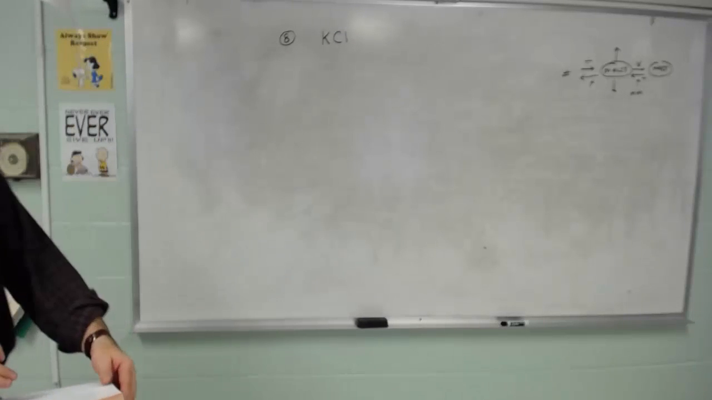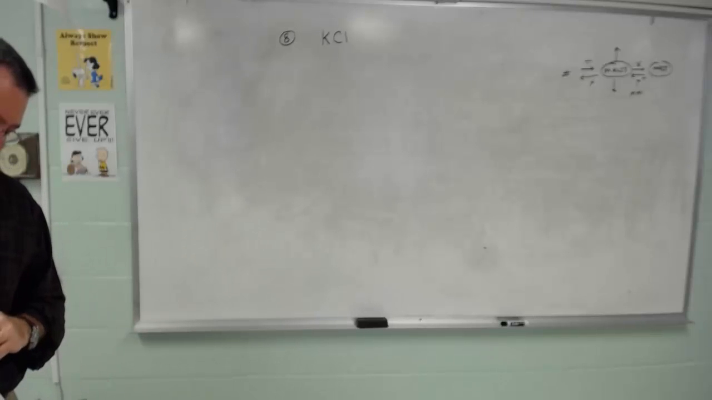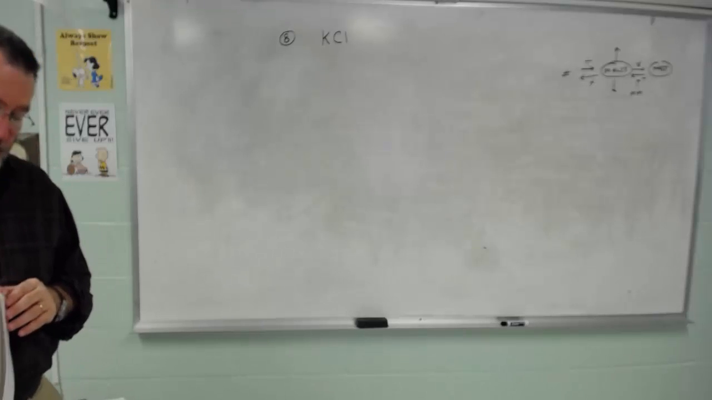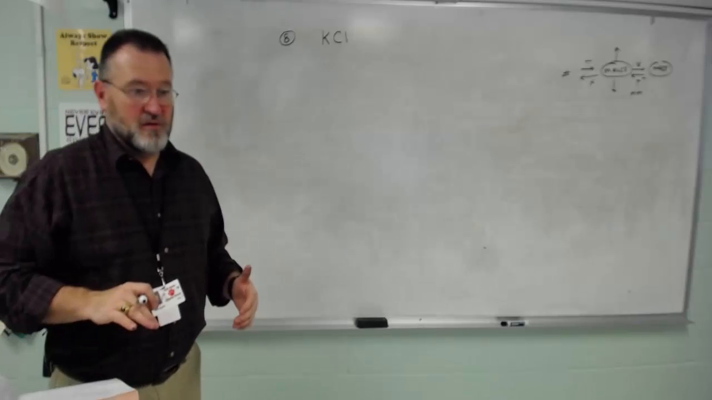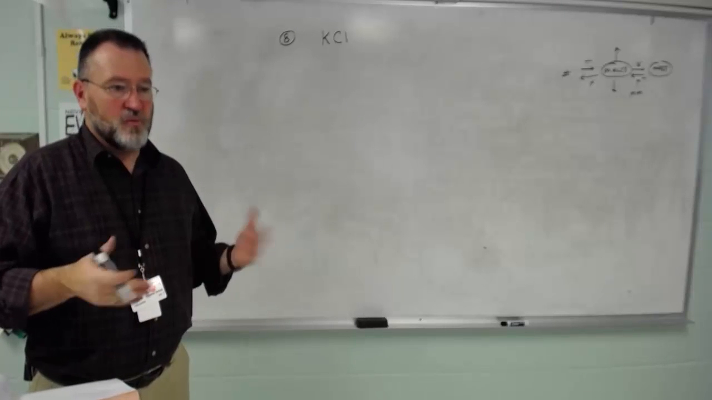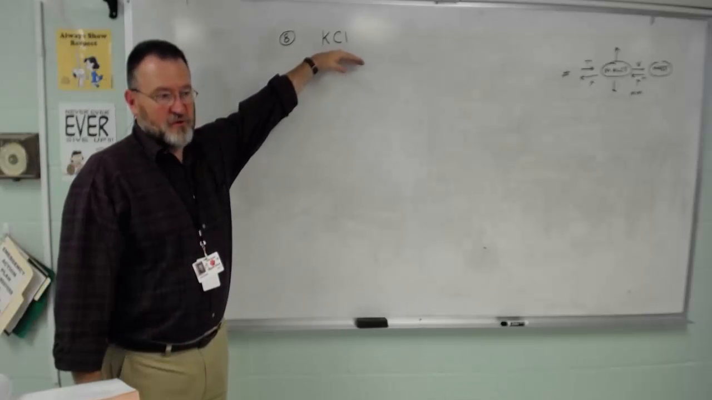Potassium. Where is potassium on the periodic table? Potassium is in column 1. It wants to become a positive 1 then. Chlorine is in column 7. It wants to become a negative 1. And so potassium chloride, just like sodium chloride, is a 1-to-1 relationship. So this is the formula for potassium chloride.